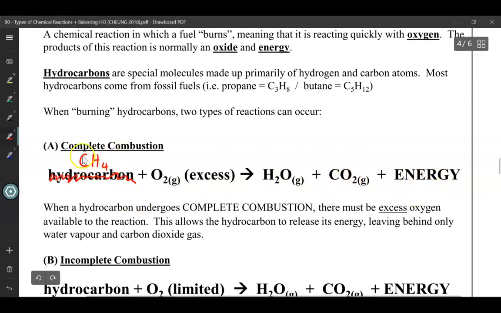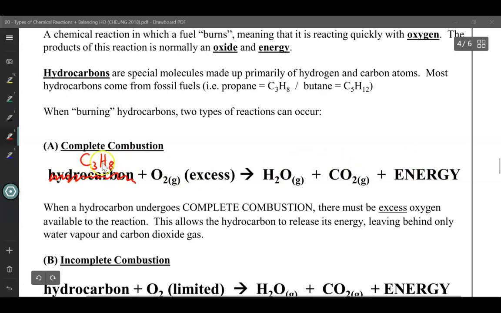So let's say I burn methane, CH4. Well, you're going to need oxygen to burn it because fire always needs oxygen. You'll produce water, you'll produce CO2, you'll produce energy. What if I don't want to burn methane? What if I want to burn propane? Well, you still need oxygen for that fire, and you'll still produce water, still produce CO2, still produce energy.